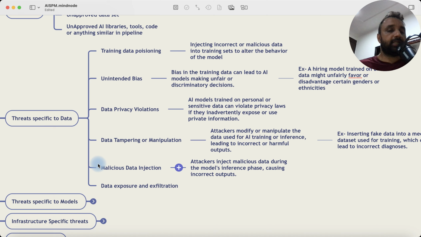The next thing on the data side could be malicious data injection, which is attackers injecting malicious data during the model's inference phase, causing incorrect outputs.